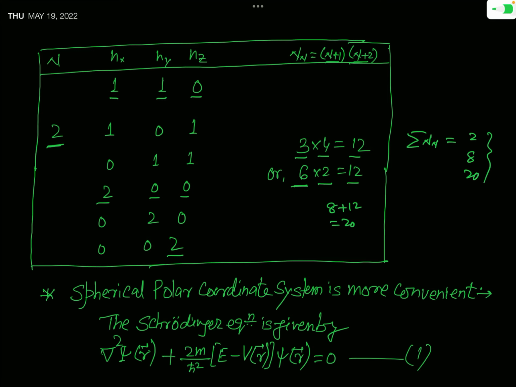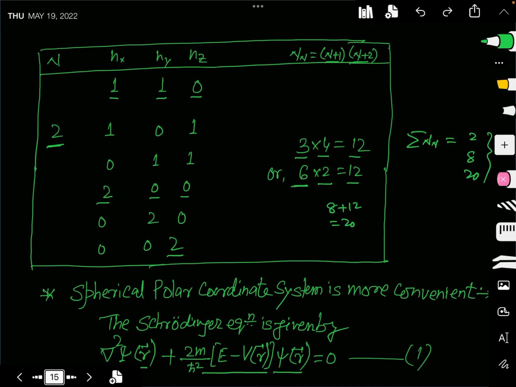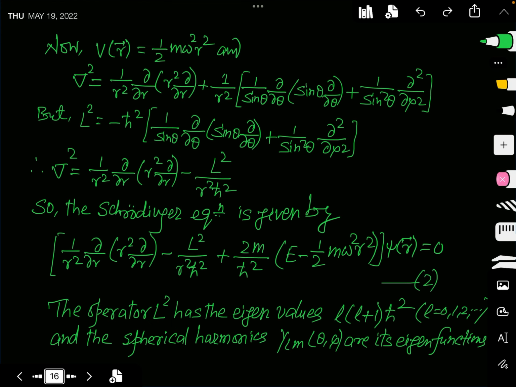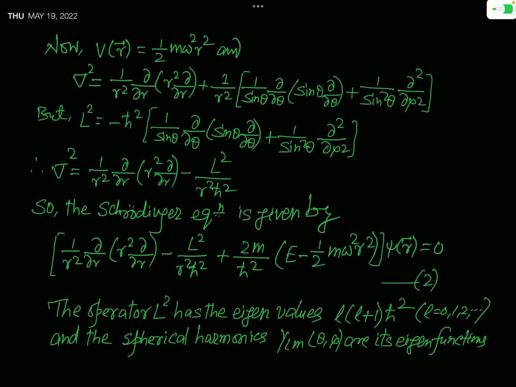So now let us see the Schrodinger equation, that is Schrodinger's time independent equation. When we write it, it is del square psi of r plus 2m over h bar square times E minus V of r times psi of r equal to 0. Now in a spherical polar coordinate system, this Laplacian is defined like this. As our potential is the harmonic oscillator potential, we write V of r equal to half m omega square r square.